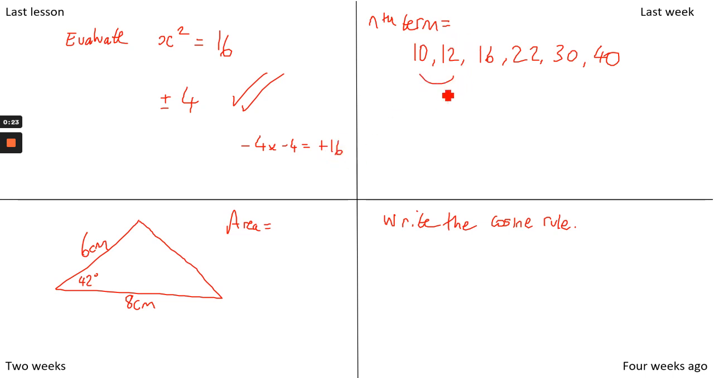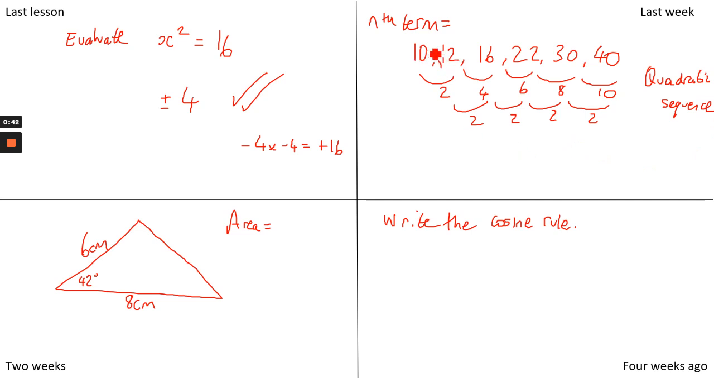Now this one goes up by 2, then it goes up by 4, then it goes up by 6, 8, 10, and so on. So the second difference is the same. And if the second difference is the same, we call it a quadratic sequence.